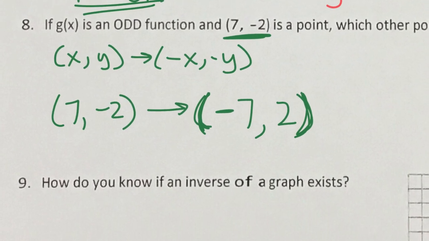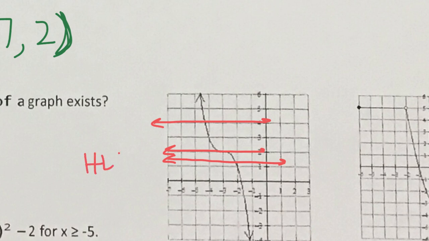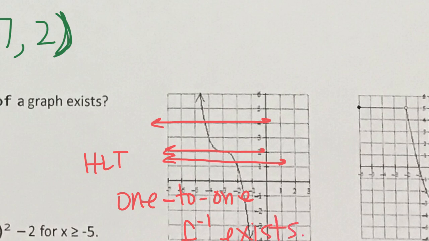Okay, how do you know if an inverse of a graph exists? So you do something called the horizontal line test, right? You do the horizontal line test, and if it crosses more than once, then the inverse does not exist. So in this case, this one passes the horizontal line test, so this is a one-to-one function, and the inverse exists. So if your graph passes the horizontal line test, then that graph is a one-to-one function, which means the inverse exists.